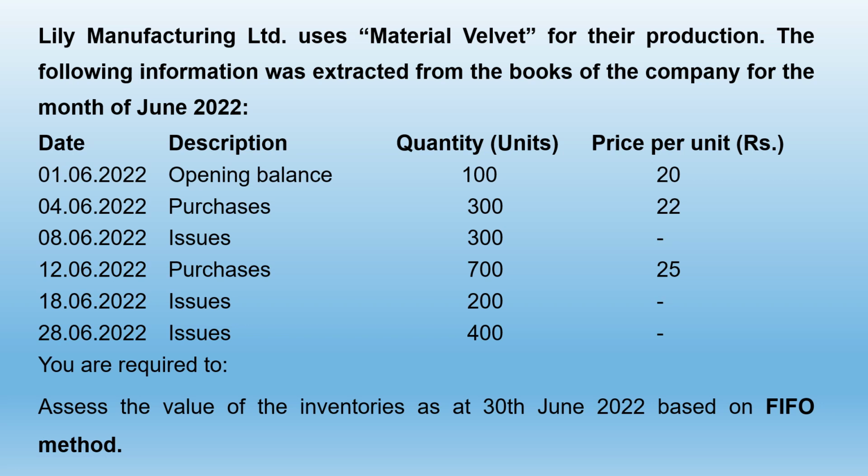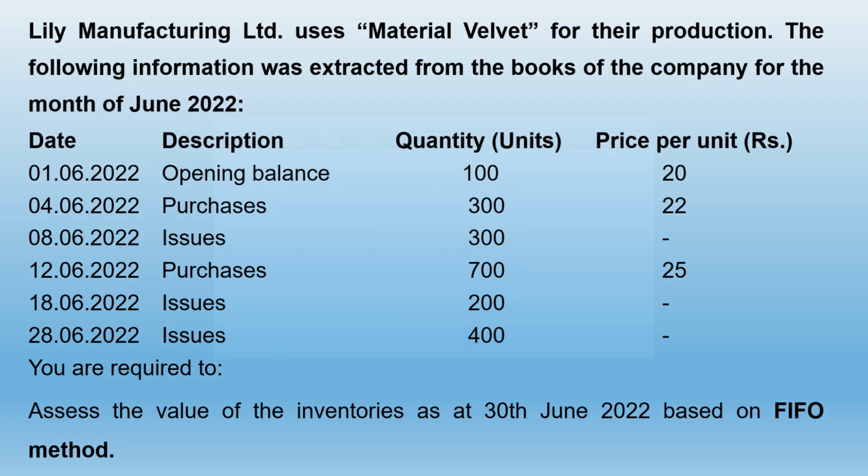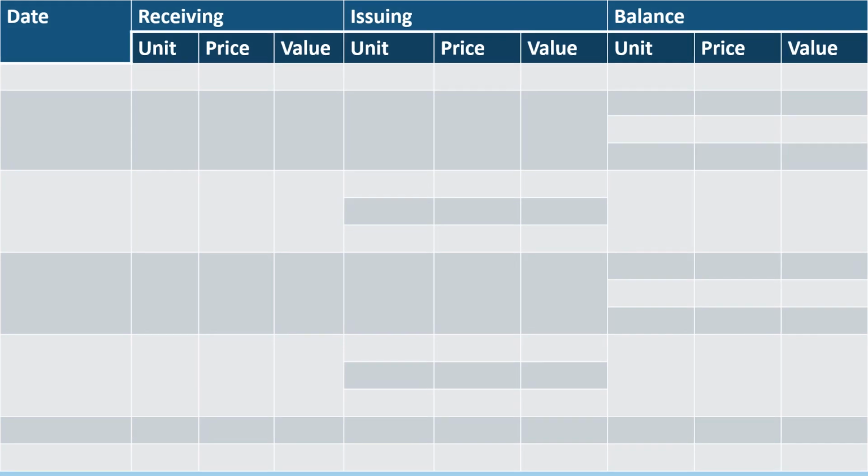Lily Manufacturing Limited uses material velvet for their production. The following information was extracted from the books of the company for the month of June 2022. So you can see the date, description, quantity, as well as the prices. Now you are required to assess the value of inventory as at 30th June 2022 based on the FIFO method. So now let's figure out how to apply the FIFO method for the inventory valuation.